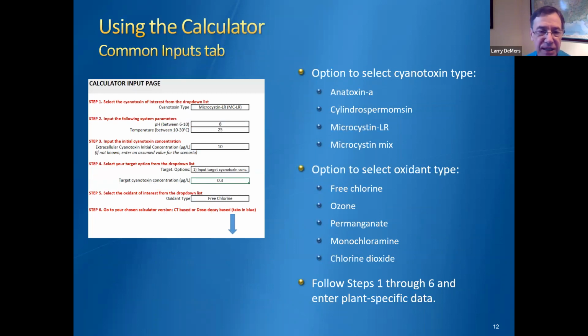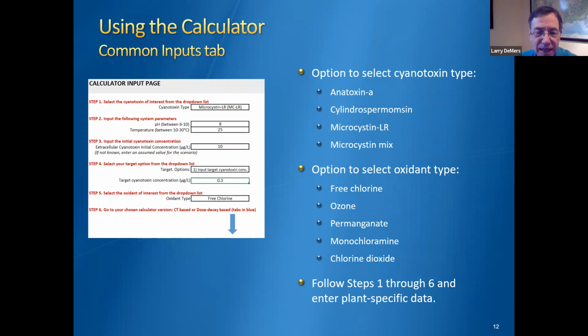So I'm just kind of showing some screenshots from the spreadsheet using the calculator. These are the common inputs that I just mentioned. You can select the type of toxin, or there's basically 4 choices with a little bit of information on those. Microcystin LR is a pretty common one from a general perspective, but if you have anatoxin or cylindrospermopsin, that might be your choice as well.